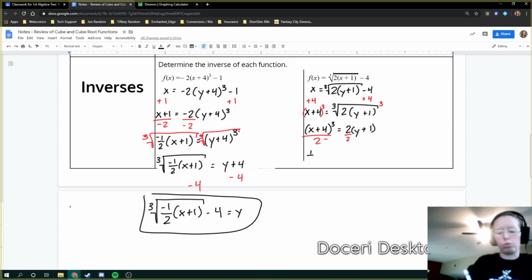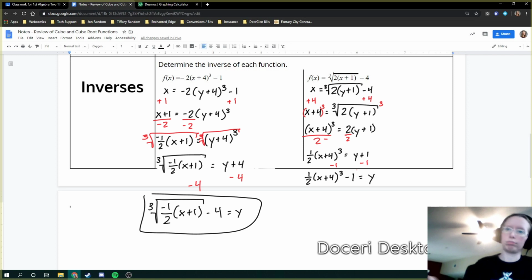So we'll have 1/2 x plus 4 quantity cubed equals y plus 1. And then I'll subtract the 1 on both sides. 1/2 x plus 4 quantity cubed minus 1 equals y. There we go.